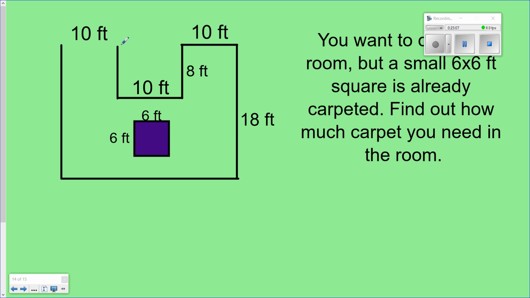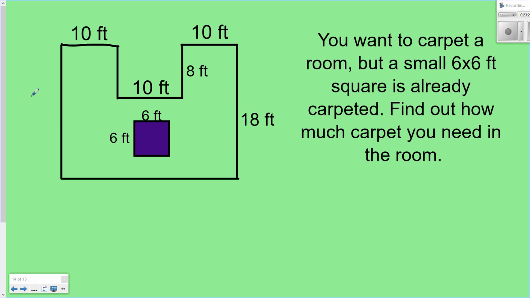I must be missing a line there. Okay, so here's a little story problem for you. Let's say you want to carpet a room, but a small 6 by 6 foot square is already carpeted. So let's say it's right here. Let's say this is our room. Let me fix that because that's bothering me. This is supposed to be like this.